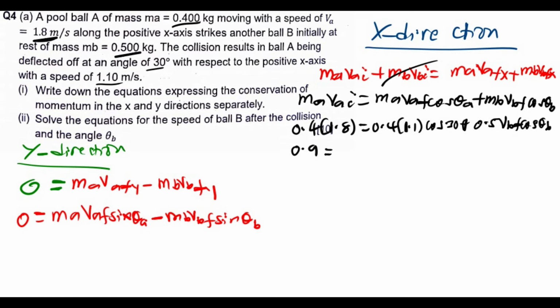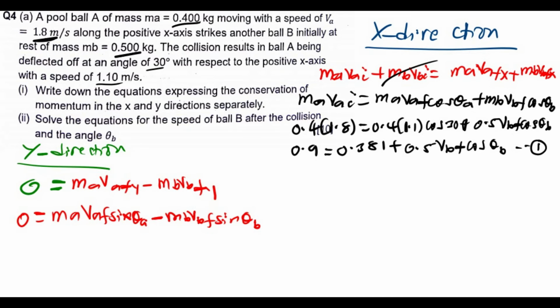Should be equal to, now I can start first with cos 30 times the answer I find, times 0.4 times 1.1. So here I'm getting 0.381 plus. Then here now I have 0.5 VBF cos theta B, like that. I'll leave it here. I'll call that equation 1.